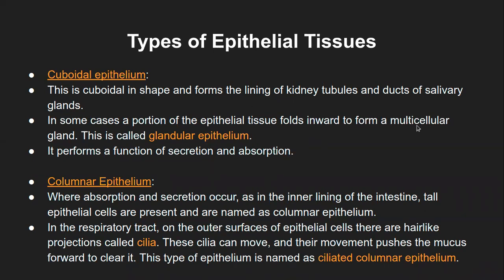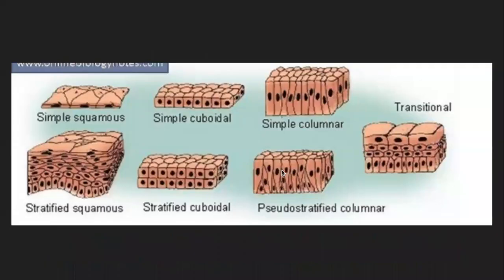In some cases, a portion of the epithelial tissue folds inward to form a multicellular gland. Now the same tissue, like I explained, just folds in a different manner. You need not really remember that it folds inward always. But let's say, I'll go back to this diagram. Let's say this is the cuboidal tissue. If you lift this layer up, it will form a hunch here, right? And then it will form a cavity at that hunch in this layer.